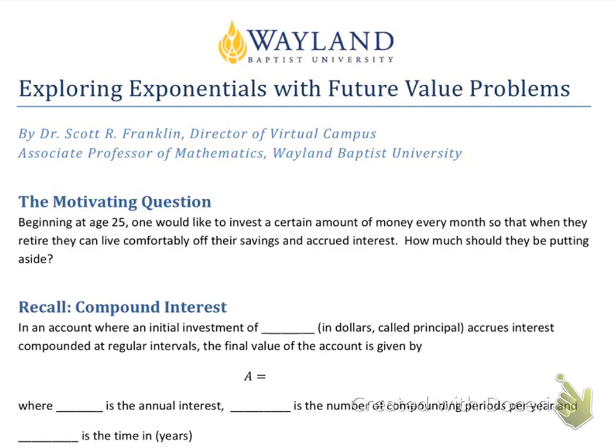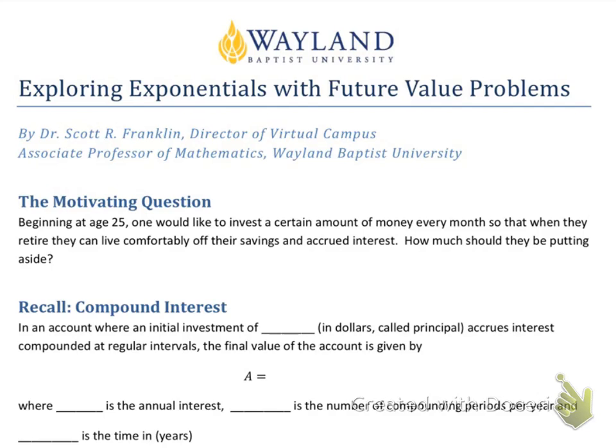Here's an example. Beginning at age 25, one would like to invest a certain amount of money every month so that they can retire and live comfortably off their savings. How much, with the accrued interest, of course, should they be putting aside in order to reach a certain savings?